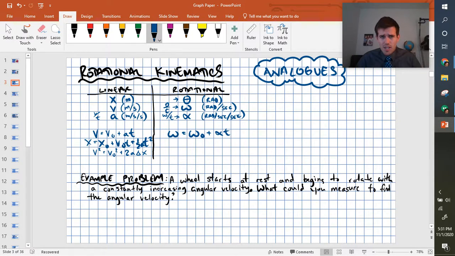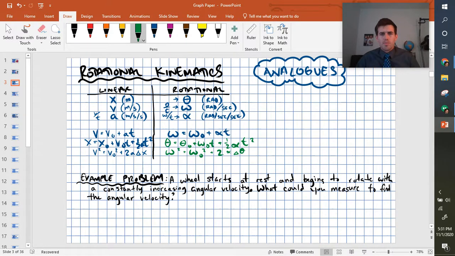Amazing. You guys did a great job. Yes, that is correct. The rotational analog for this would be theta equals theta naught plus omega naught t plus 1/2 fish acceleration times t squared.